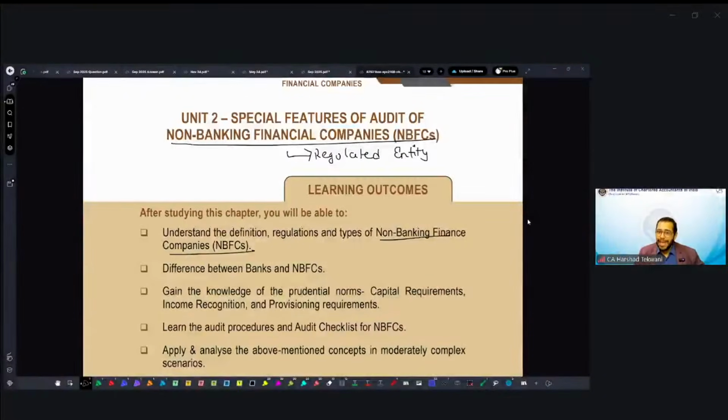Because when you audit the NBFC, you need to understand their regulations. Similarly, when you audit a bank, you need to understand what regulations are applicable to them and what the applicable financial reporting framework is. But as of now, first of all, let's discuss who are NBFCs. Simple. Can anyone tell me what is the definition of an NBFC? What do you mean by the term NBFC?